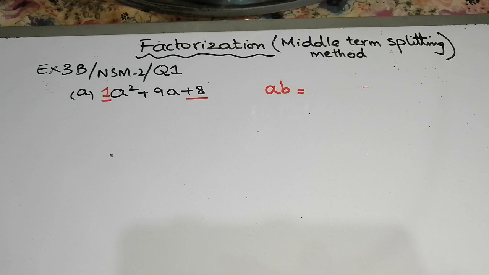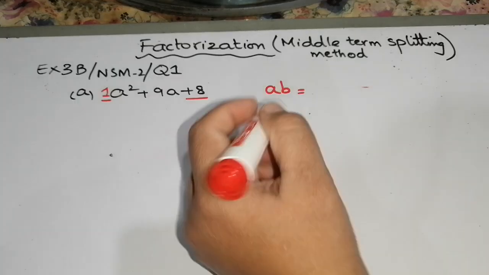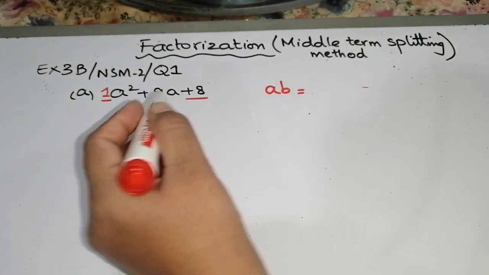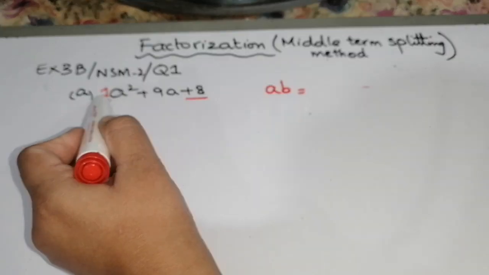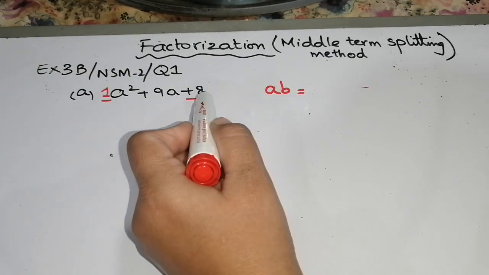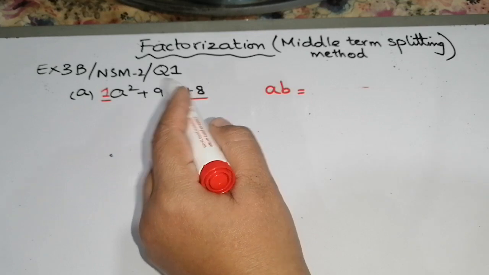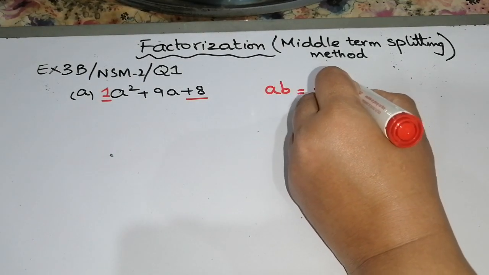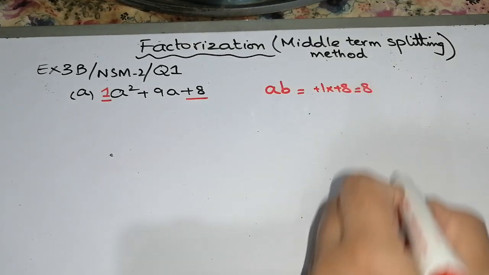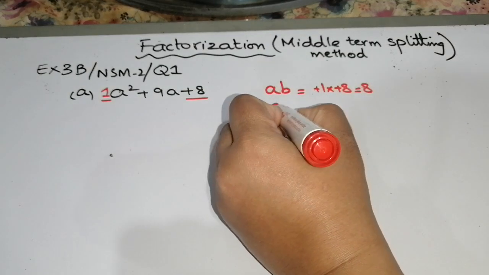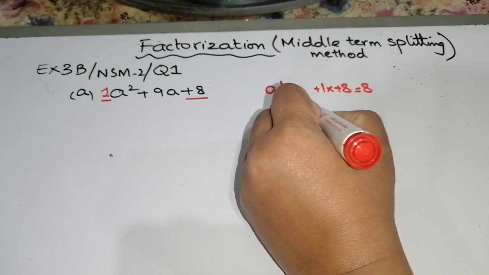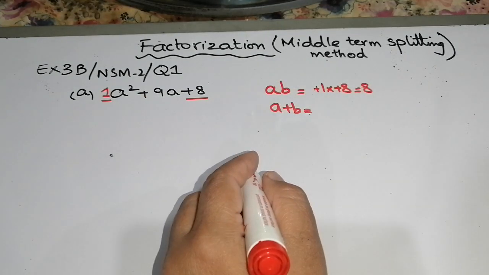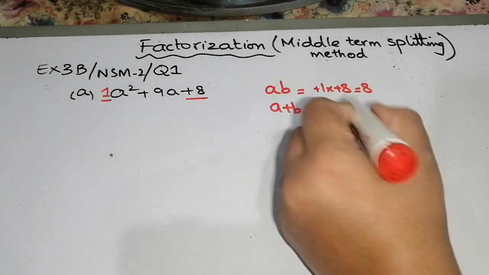So to find the appropriate or suitable pair in which we can split 9A so that the factorization is helpful, we are going to do factorization. But how are we going to do it? A multiplied by B should be the coefficient of the first term multiplied with the last term along with their signs. So plus 1 in this particular case multiplied by plus 8, so it is 8.